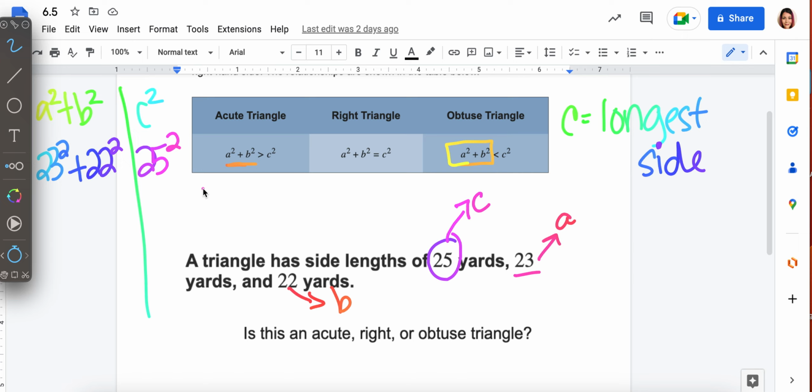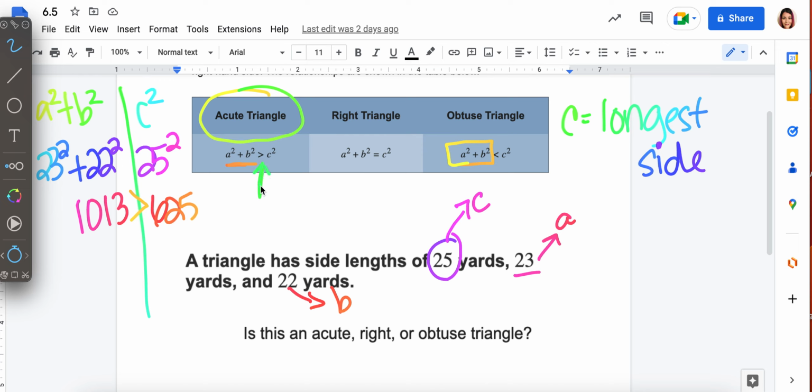So 23 squared, you can use a calculator for this, plus 22 squared, we get 1013. And then 25 squared is 625. So now we can put our sign in there. It's a greater than sign. So our a squared plus b squared is greater than our longest side squared. So we know it's going to be an acute triangle because that's where our greater than sign is.